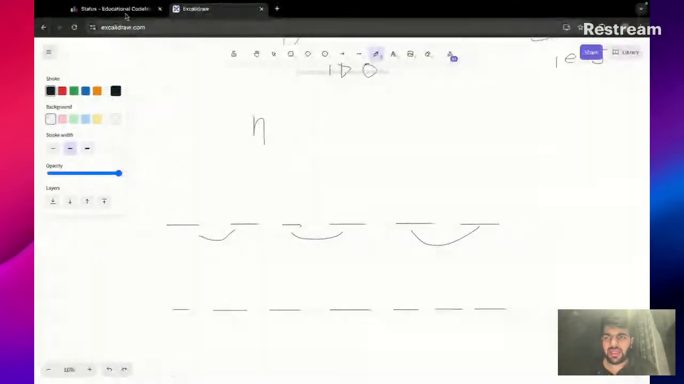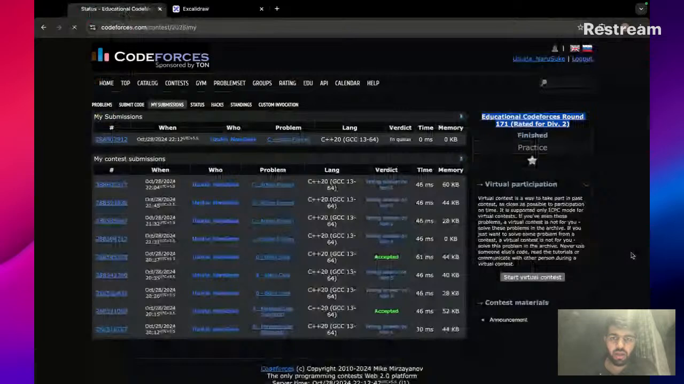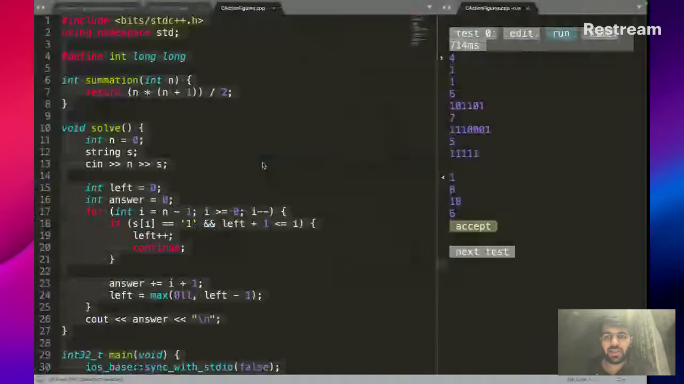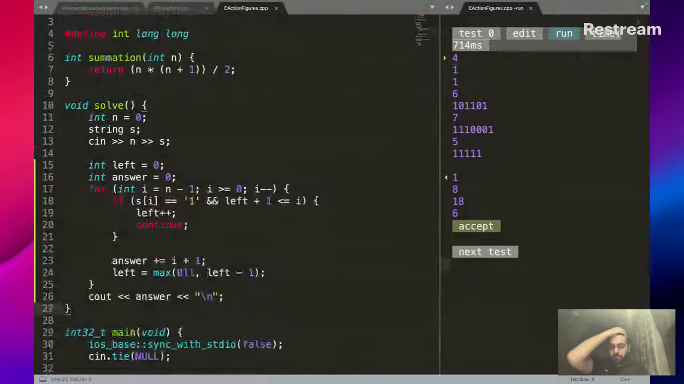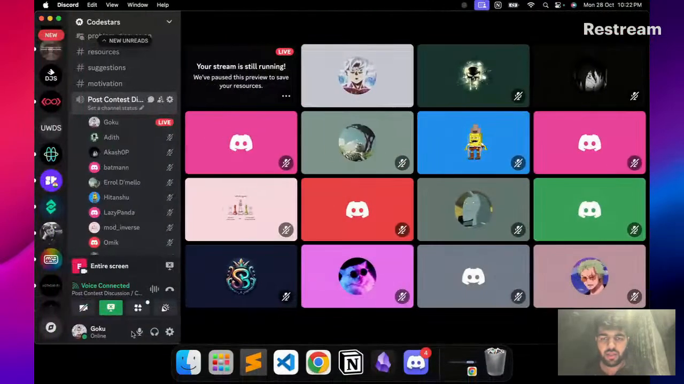Now, coming to C, let's see if I got the AC. Oh, wow, I got the AC. Magical. Okay, so what can be done in C is, you can, what do you say? I have one claim to make that, what should I say?